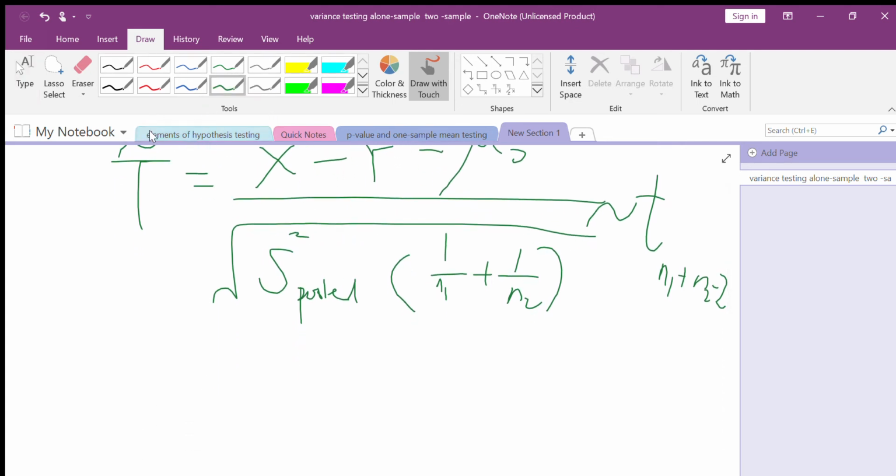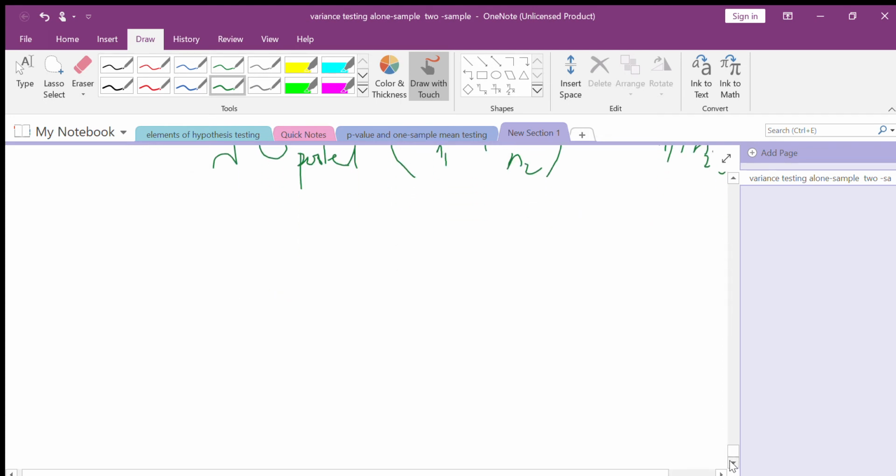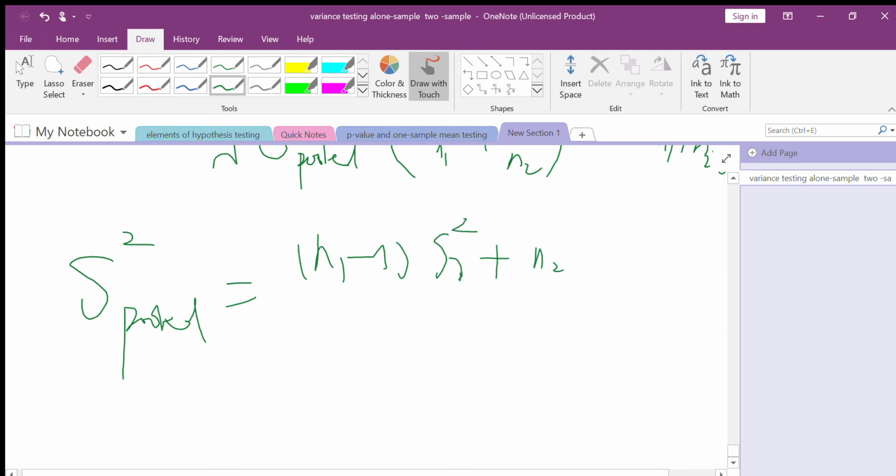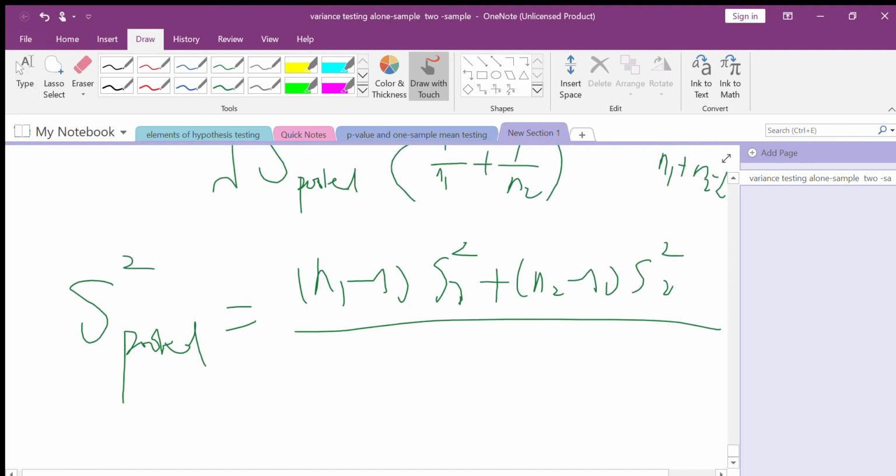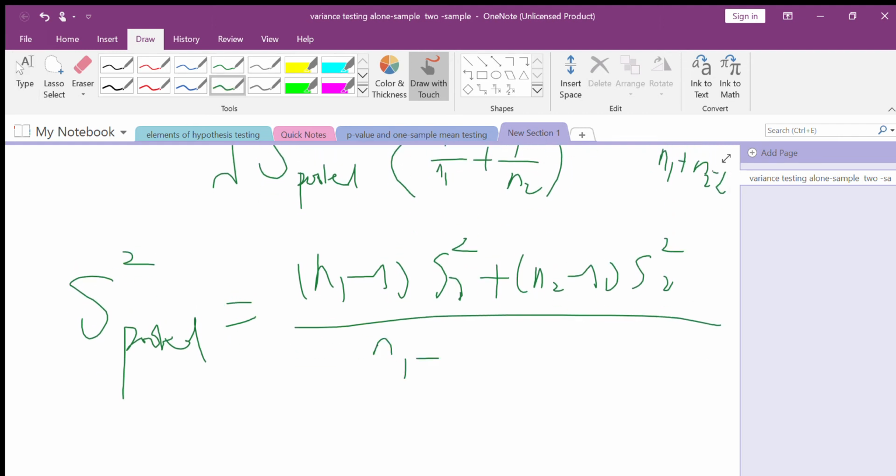So what is capital S pooled squared? Capital S pooled squared is defined as n1 minus 1 times capital S1 squared plus n2 minus 1 times capital S2 squared, divided by n1 plus n2 minus 2.